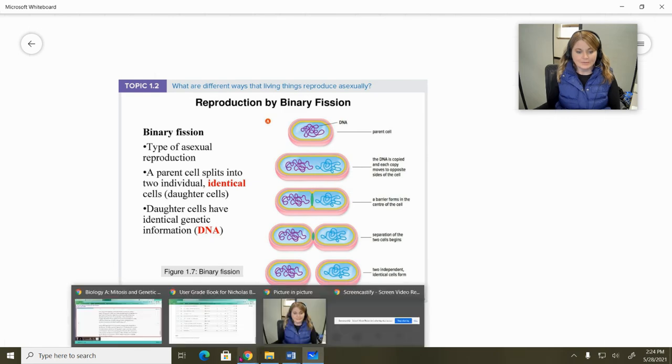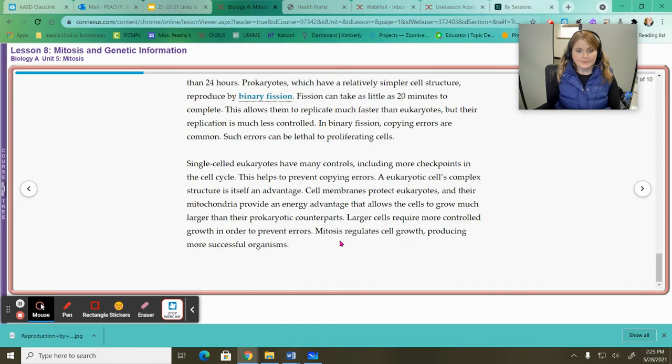So let's go back to the lesson for a moment. So the lesson goes on to say that since single-celled eukaryotes have many controls, including checkpoints, because remember, we still have single-celled eukaryotic organisms as well. This helps to prevent copying errors. A eukaryotic cell's complex structure is in itself an advantage. Cell membranes protect eukaryotes, and their mitochondria provide an energy advantage that allows the cells to grow much larger than their prokaryotic counterparts. Larger cells require more controlled growth in order to prevent errors. Mitosis regulates cell growth, producing more successful organisms.